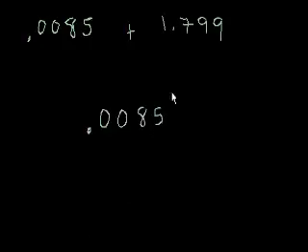Let's rewrite it so that we can actually do the math. 0.0085. Now for the second number, let's put the decimal point right below where that first decimal is on the top number, and then rewrite the number. So it's 1.799. Notice all we did is rewrite both numbers with their decimal points lined up. And we could have flipped them around. We could have written the 1.799 first and the 0.0085 below it.